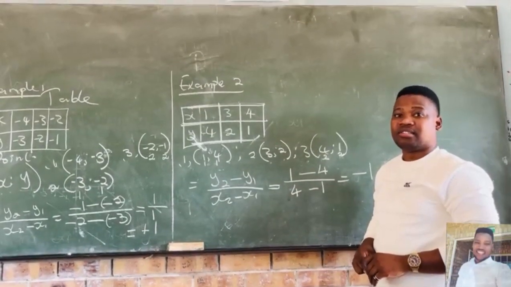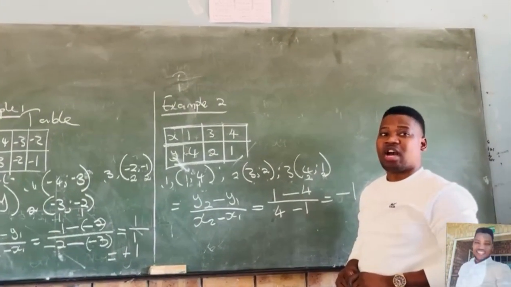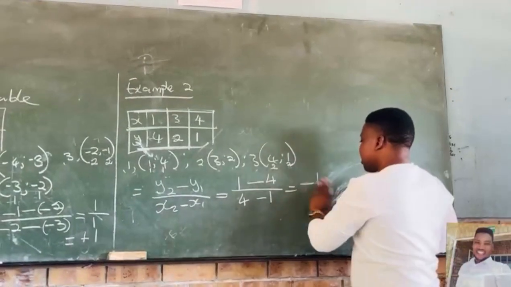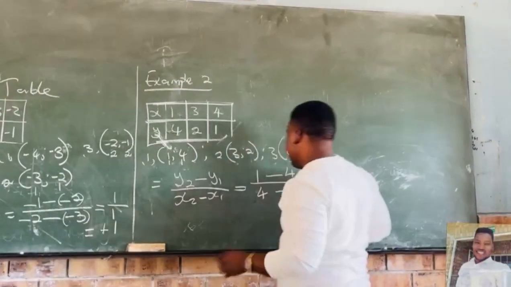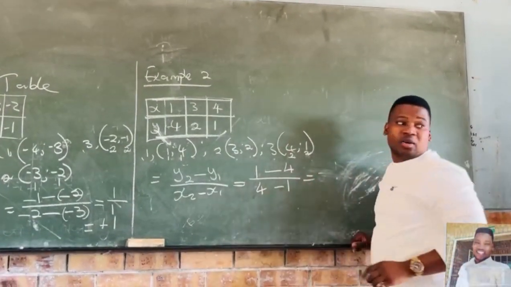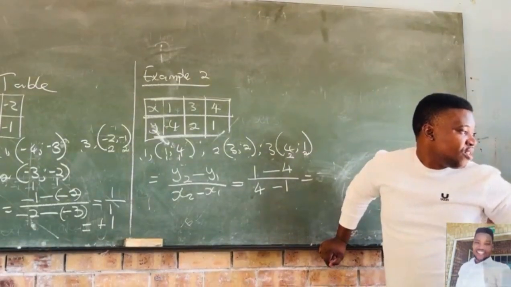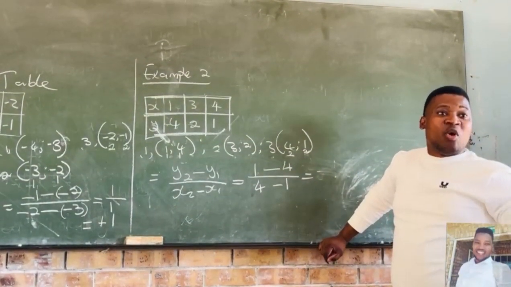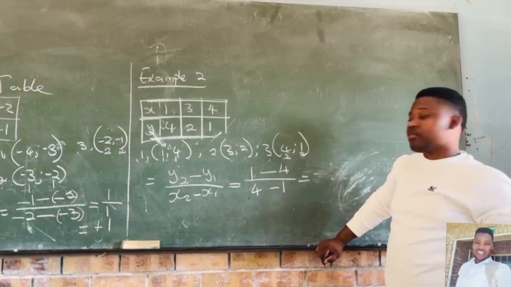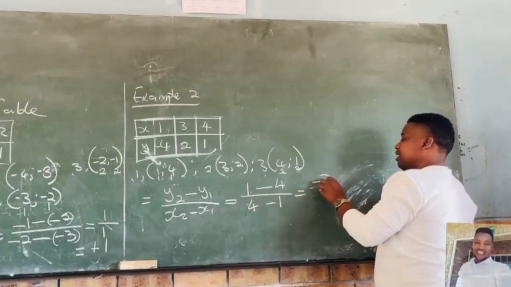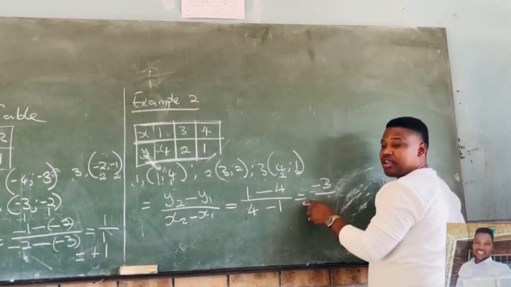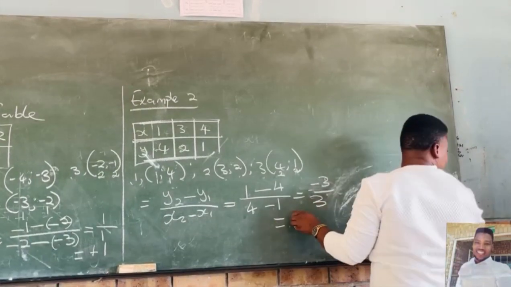And if you don't have a calculator, you can't do it, no matter what. Okay, if you can, come. 1 minus 4? What is the value of 1 minus 4? Minus 3 divided by 4 minus 1, which is 3. And the answer is minus 1.